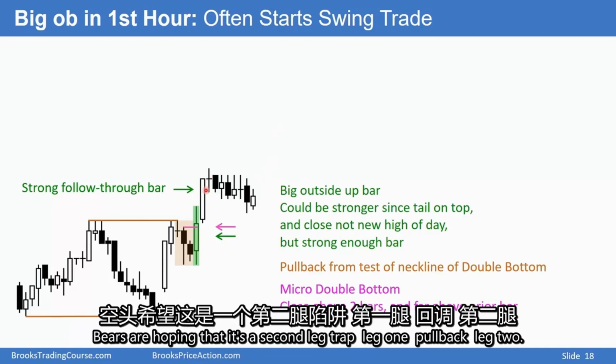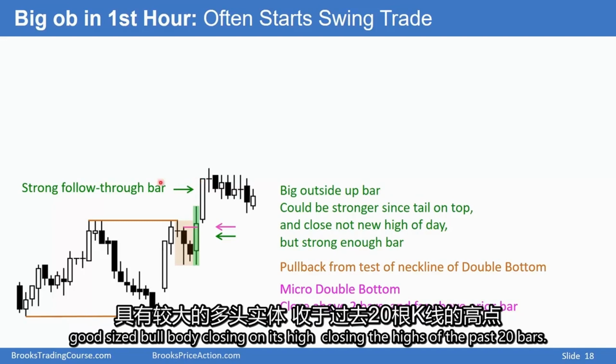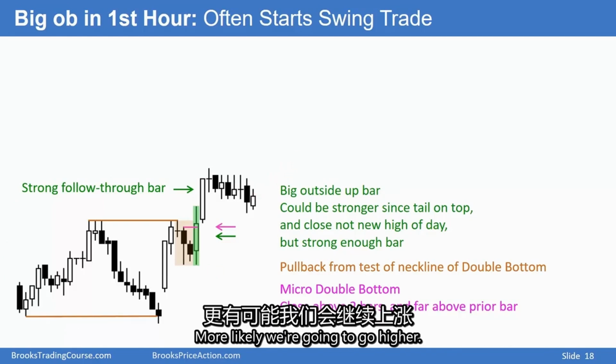Bears are hoping that it's a second leg trap, leg 1, pullback, leg 2. But here we have 2 good bull bars, the second one even better. Good sized bull body closing on its high, closing over the highs of the past 20 bars. More likely, we're going to go higher.